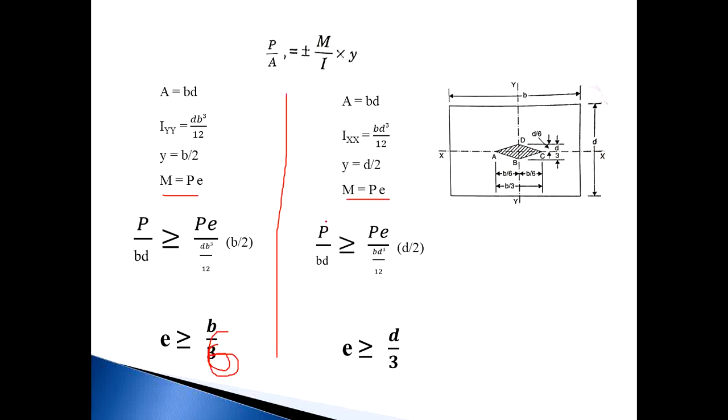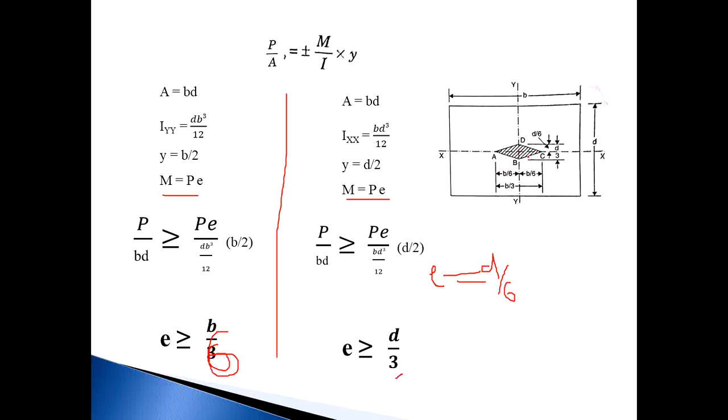So sigma 0 is P by BD and sigma B is P into E upon BD cube by 12 into D by 2. So E is equal to D by 6. So D by 6 from the CG to the D distance. Suppose CG is OD is D by 6 and OB is equal to D by 6. So D by 6 plus D by 6 becomes D by 3.